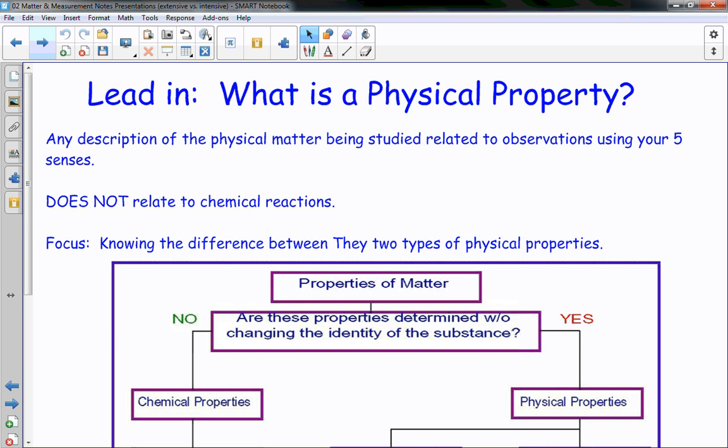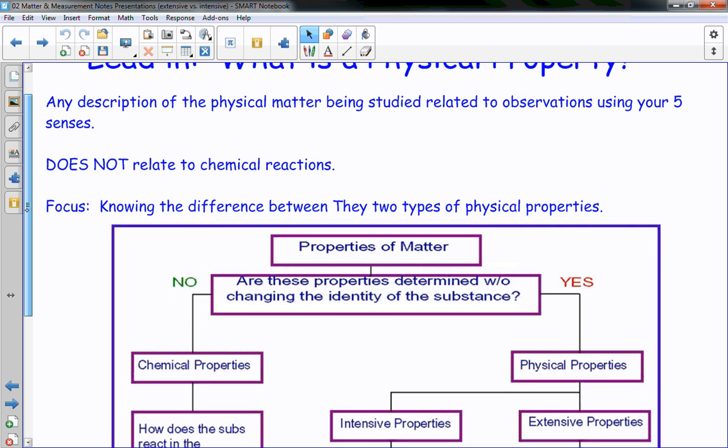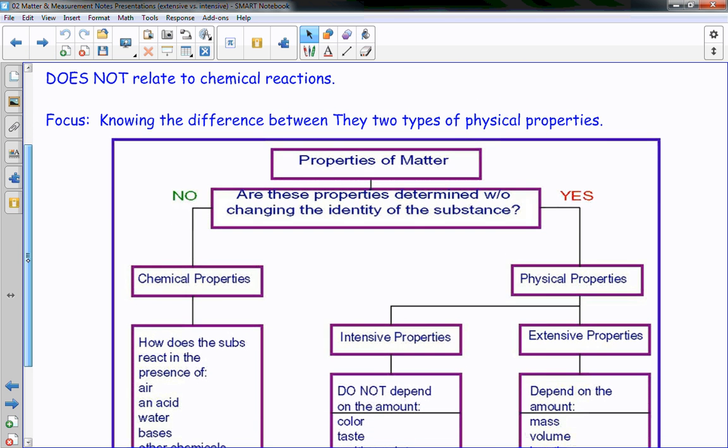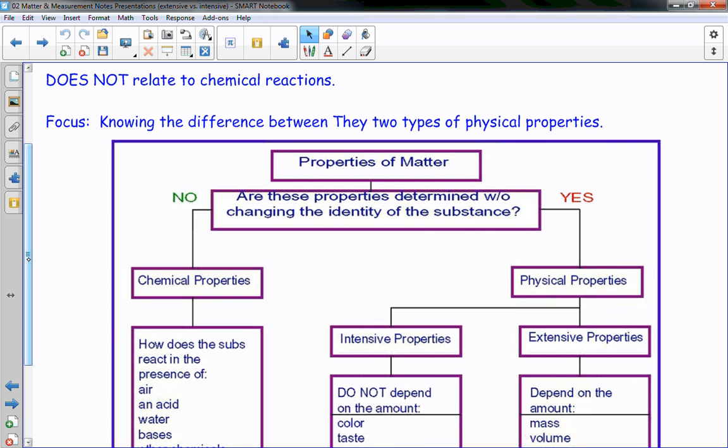Now, of course, this piece right here is not in your notes packet, but this is what we call kind of like an extension, something that if it catches your eye, it makes sense to you, you might want to write it in the margins. This does not, of course, relate to chemical reactions.